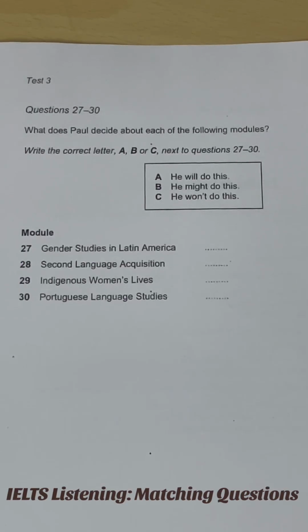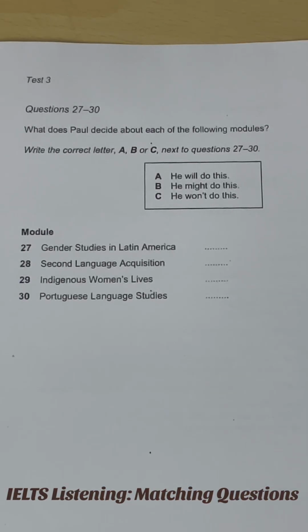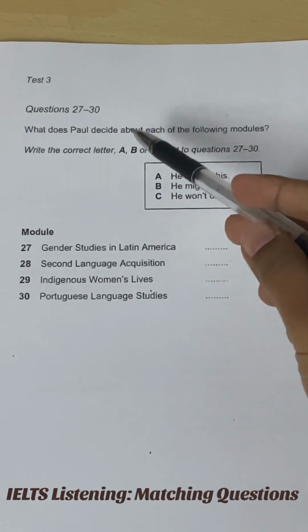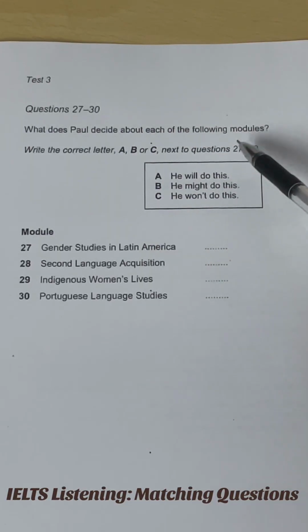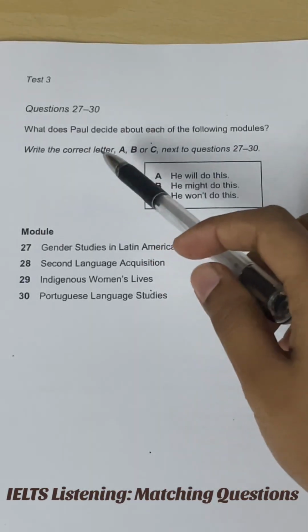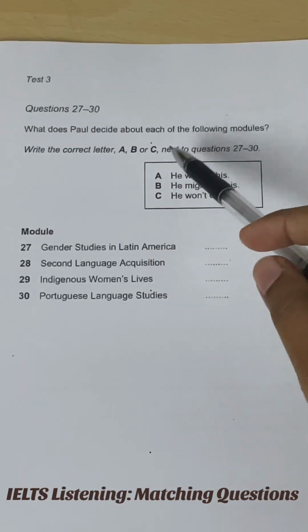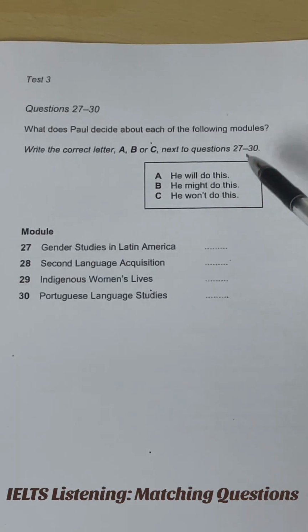Next type of IELTS listening question is matching questions. Here I have a sample question from part 3 listening test. Let's read the question. What does Paul decide about each of the following modules? Write the correct letter A, B or C next to questions 27 to 30.